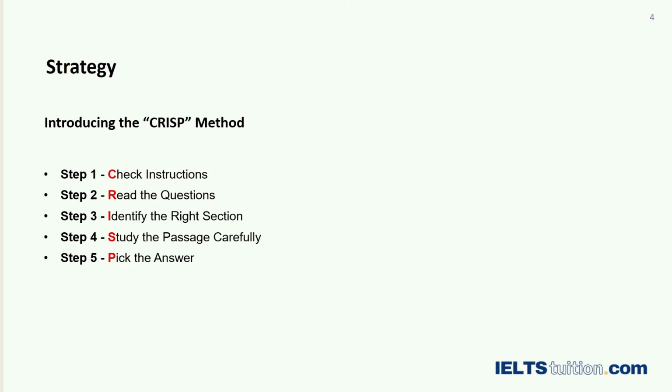The S in CRISP stands for study the passage carefully. Now that you know where to look, read those sections very carefully. Pay attention to details and understand how the information presented relates to the questions you need to answer. Finally, we have P. Pick the answer. After carefully studying the passage, choose the answer that best fits the question. It's important to trust your understanding and reasoning to select the most accurate option.